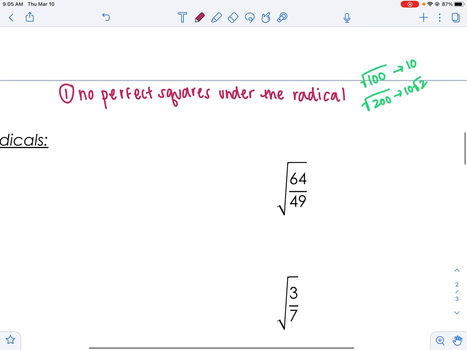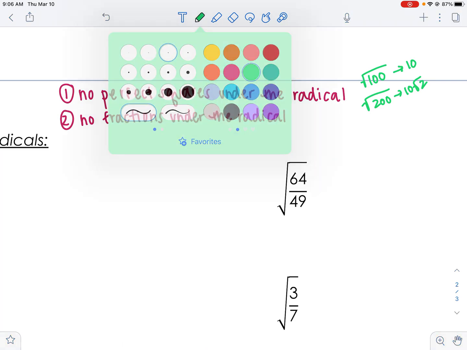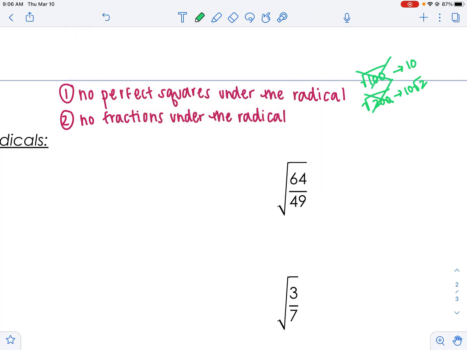Our second rule is that you can't have any fractions under the radical. So no fractions are allowed under the radical. So, like we're not allowed to have 100 or 200, you wouldn't be allowed to have something that's like the square root of 1/3. That's a fraction that's not allowed. Or like the square root of 2/5. That's a fraction that's not allowed.